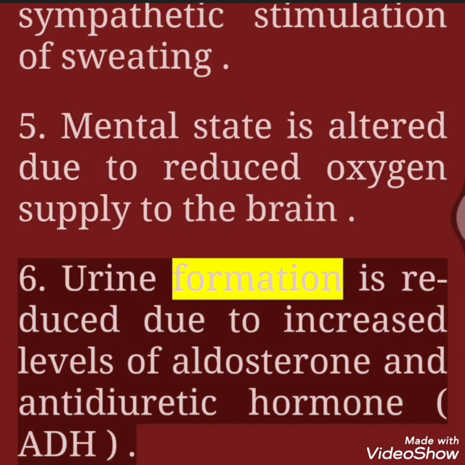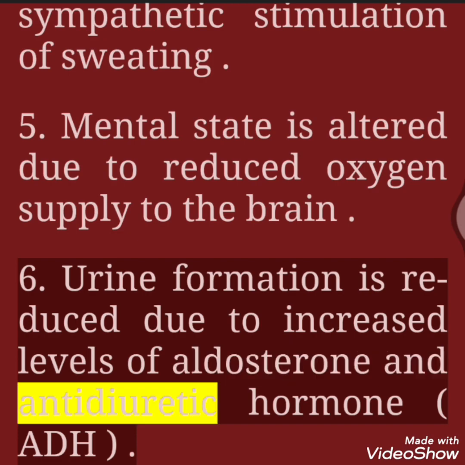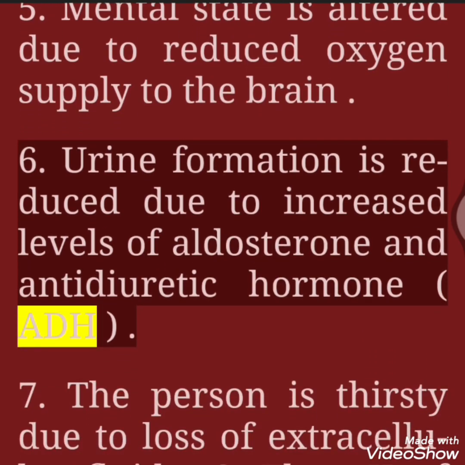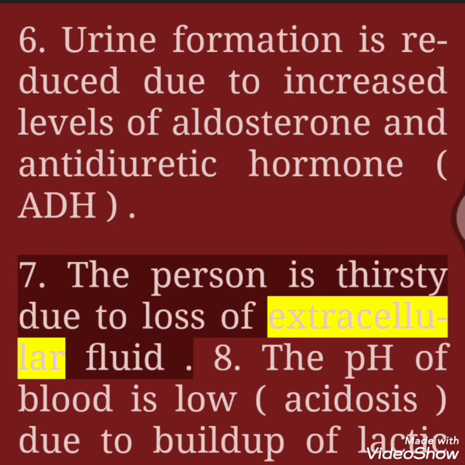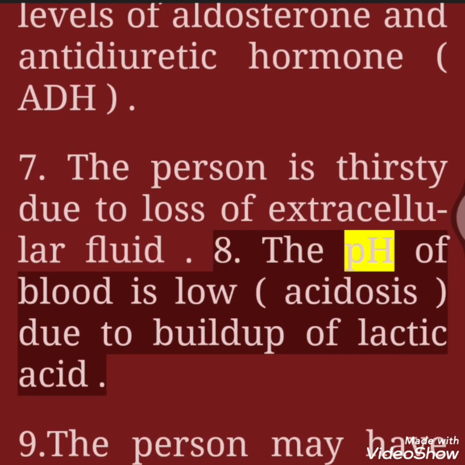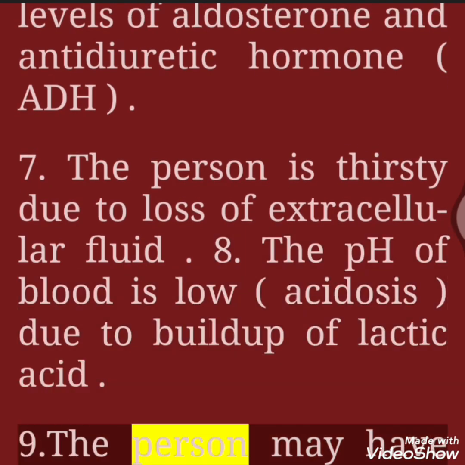6. Urine formation is reduced due to increased levels of aldosterone and antidiuretic hormone, ADH. 7. The person is thirsty due to loss of extracellular fluid. 8. The pH of blood is low, acidosis, due to buildup of lactic acid. 9. The person may have nausea due to impaired blood flow to the digestive organs or due to sympathetic vasoconstriction.